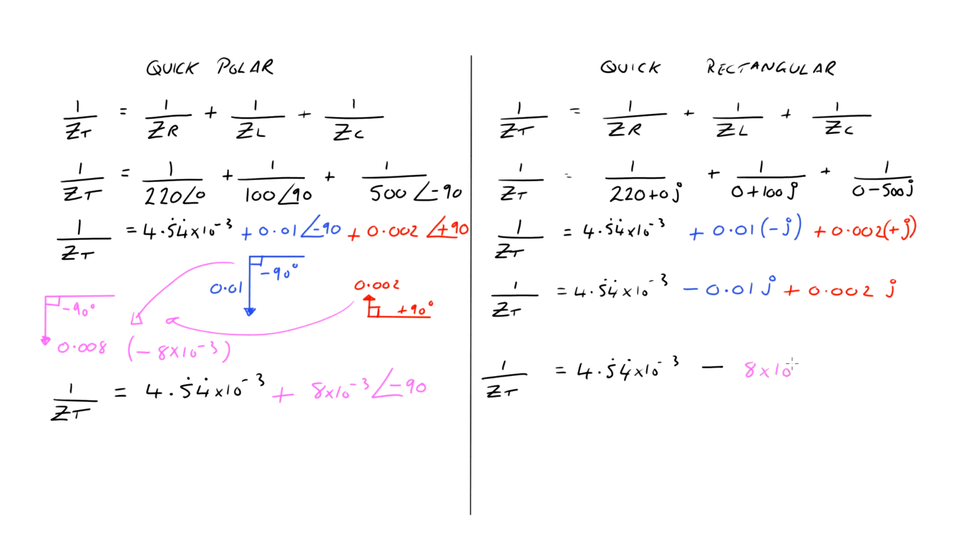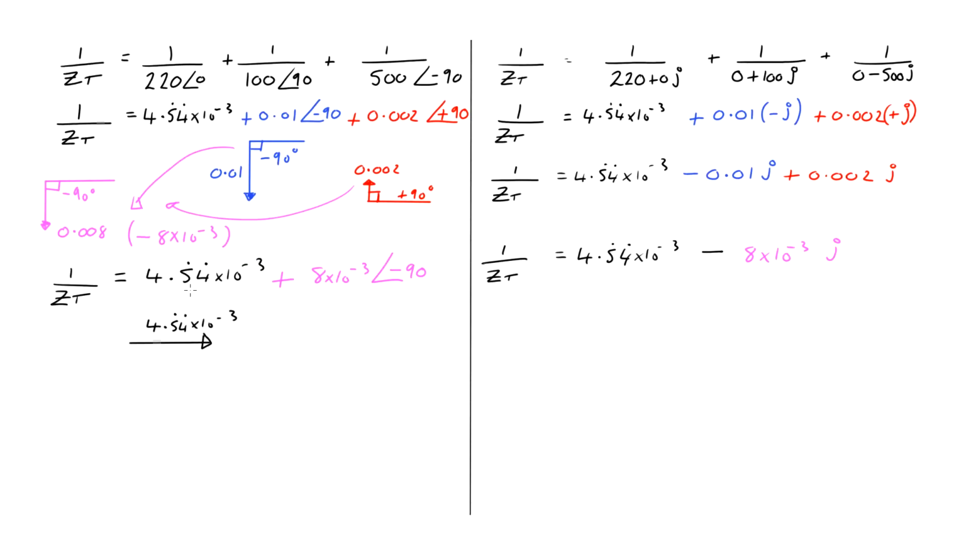the red. It's very similar, but you'll notice that it's very difficult to add in polar form, especially where resistors are involved. So to find 1 over Z total, we've got 8 times 10 to the minus 3 at minus 90 degrees. So that's certainly a negative value.